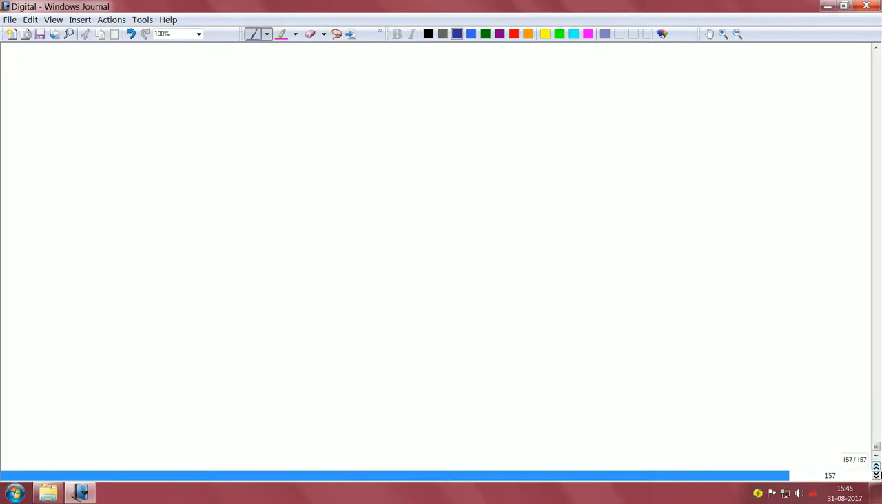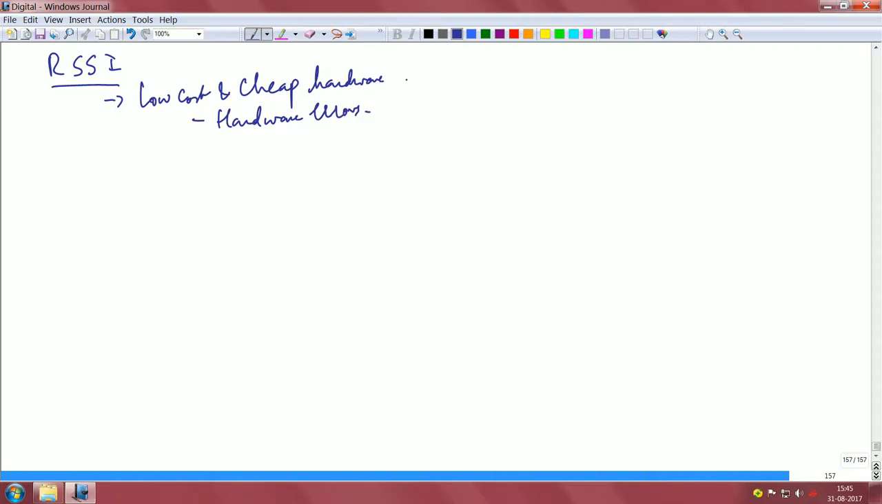I must point you to some other reasons why RSSI is not a good idea. It is because these are all, I would say, low cost and cheap hardware. Because they are low cost and cheap hardware, you can have hardware errors, and these hardware errors can read different RSSIs on different tags.